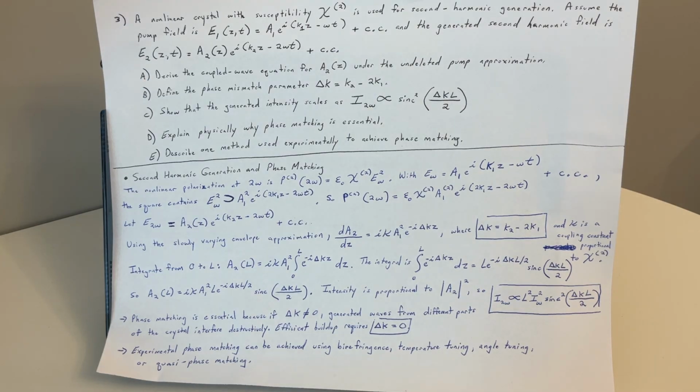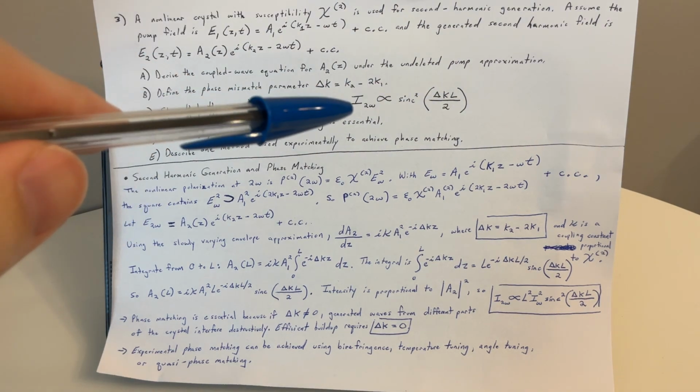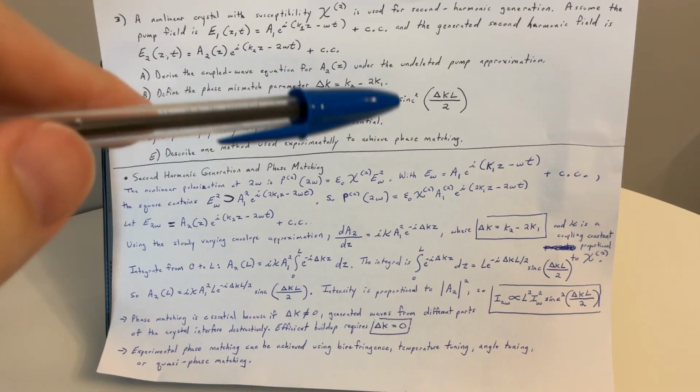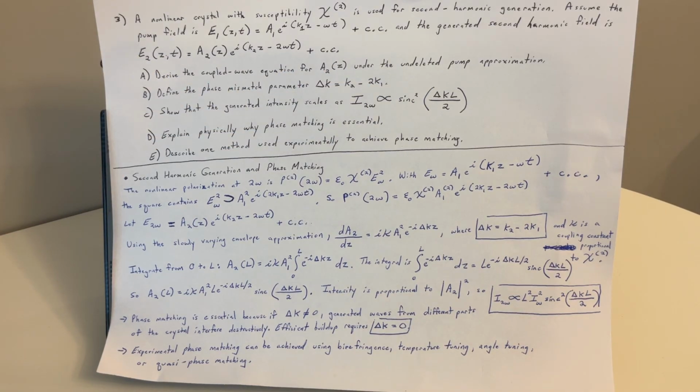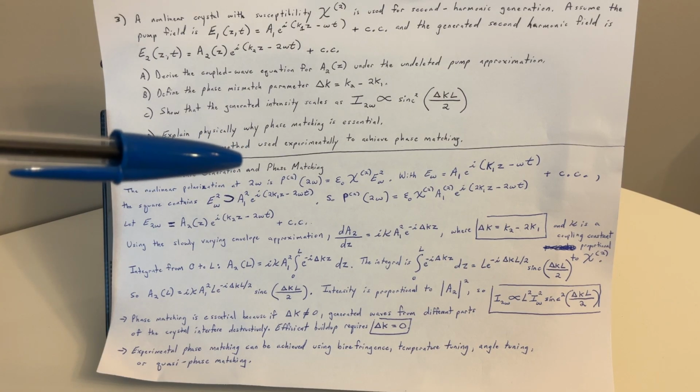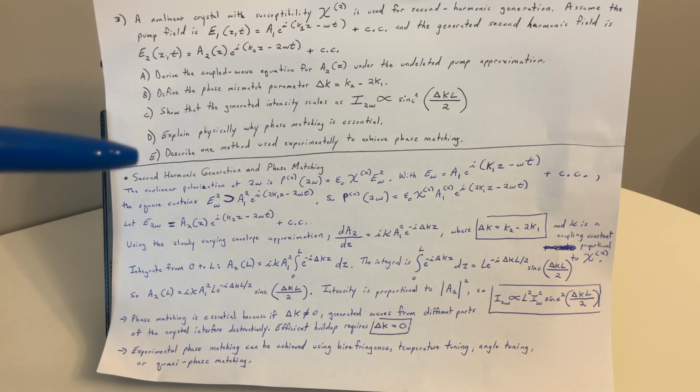So let's go through all these, parts A through E. Part A, derive the coupled wave equation for A sub 2 of z under the undepleted pump approximation. Part B, define the phase mismatch parameter given here, delta k. Part C, show that the generated intensity I sub 2 omega is proportional to sinc squared of delta k L over 2. Part D, explain physically why phase matching is essential. And part E, describe one method used experimentally to achieve phase matching. So, second harmonic generation and phase matching problem.